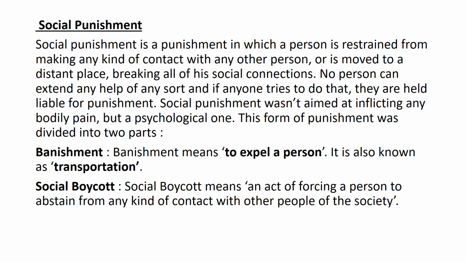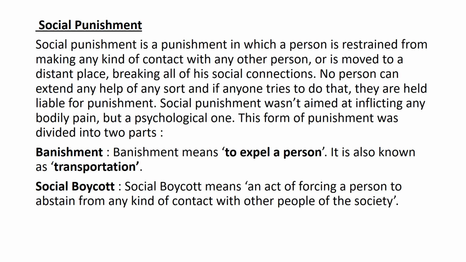The third kind of punishment is social punishment. Social punishment is a punishment in which a person is restrained from making any kind of contact with any other person or is moved to a distant place, breaking all of his social connections. No person can extend any help of any sort, and if anyone tries to do that, they are held liable for punishment.